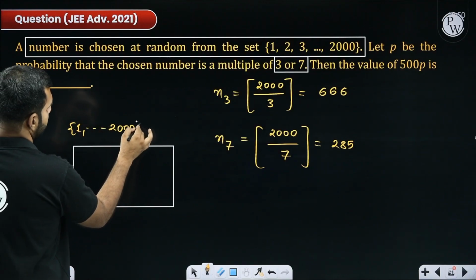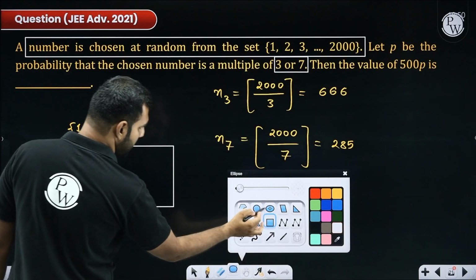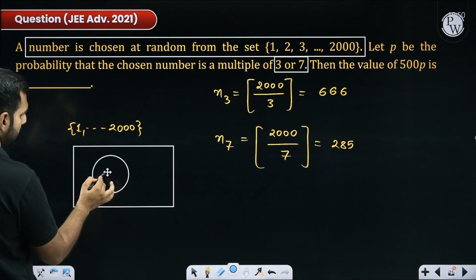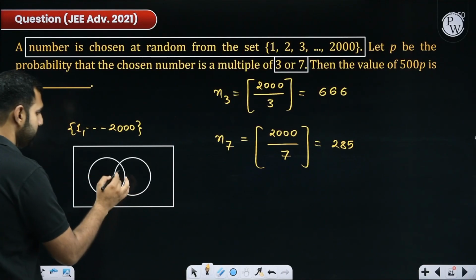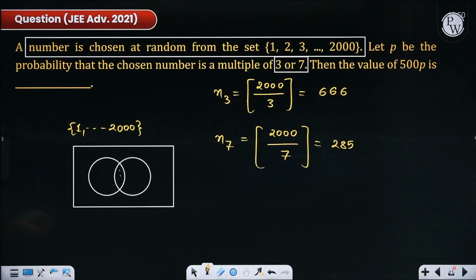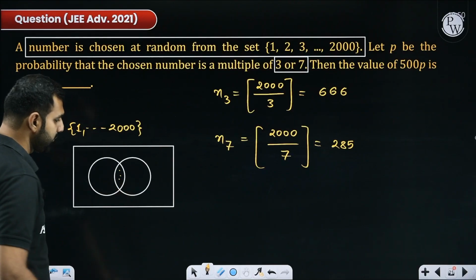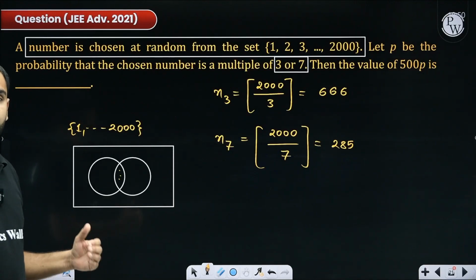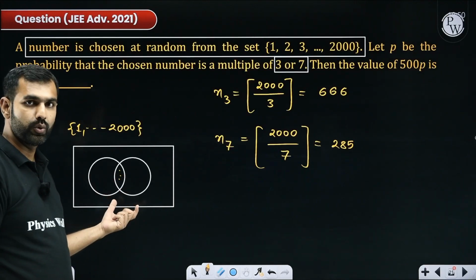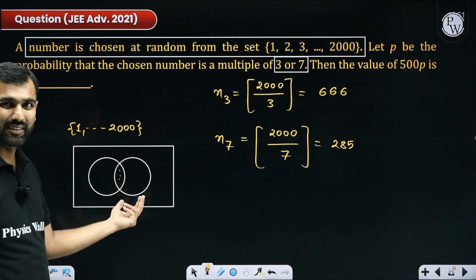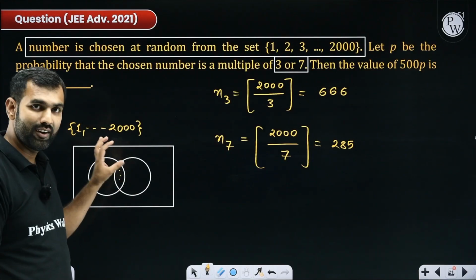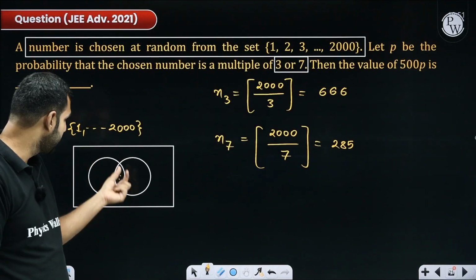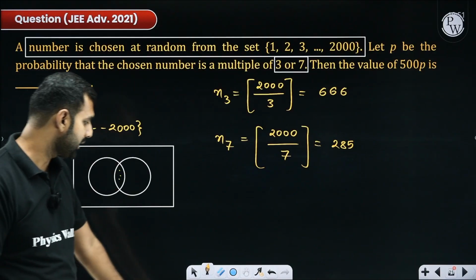So if I am writing all the numbers which are divisible by 3 here, and all the numbers which are divisible by 7 here, so sir, there are going to be certain numbers which are divisible by both 3 and 7. Yes or no? So these numbers I'm clearly supposed to exclude, because they got counted twice. They were included when I was counting the numbers divisible by 3, and they got counted again when I was counting the numbers divisible by 7. So I've got to subtract them once.